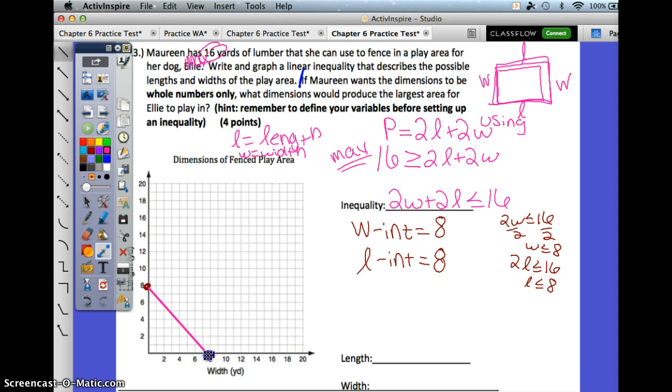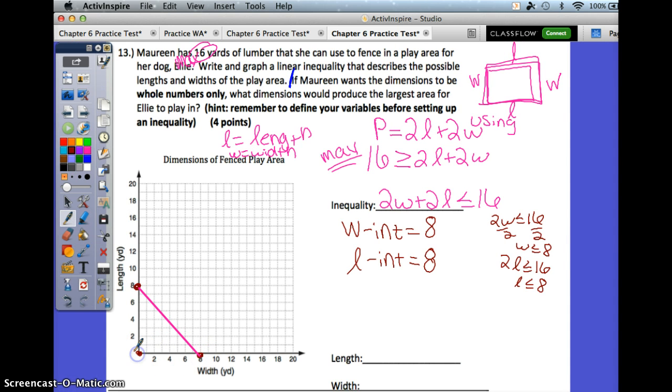Nice. Now let's think about what side to shade. I'm going to try 0, 0 out. So is 2 times 0 plus 2 times 0 less than or equal to 16? So essentially, is 0 less than or equal to 16? Yes, that is true. So I'm going to shade everything in here. These are all the different possible combinations that would work.